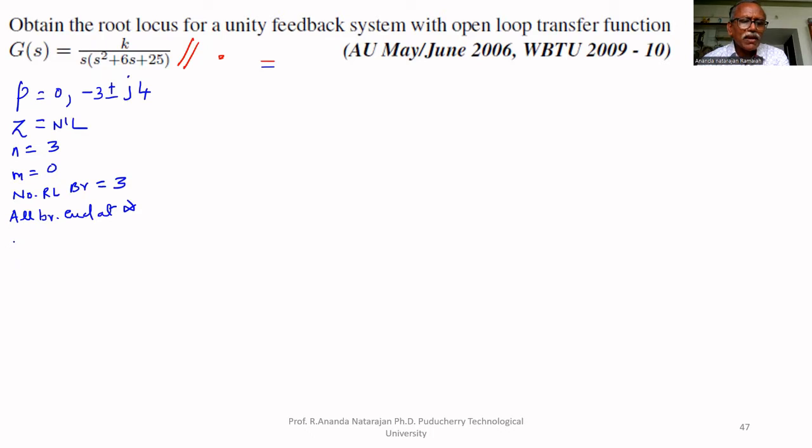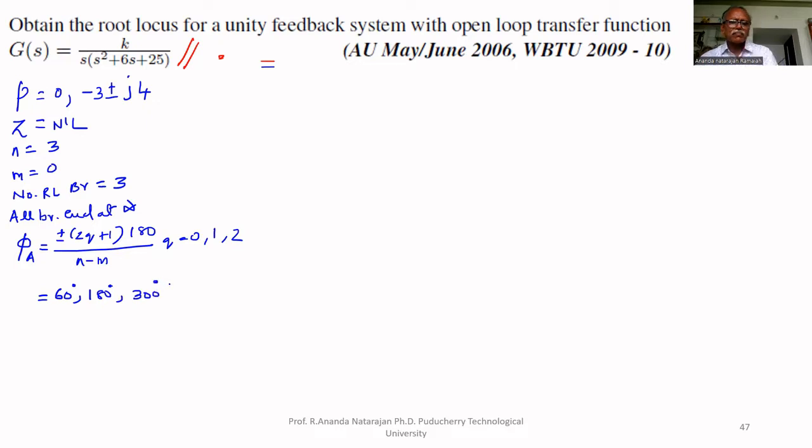Now we have to find the angle of asymptote at which these root locus branches are going to infinity. That is plus or minus (2q plus 1) multiplied by 180 divided by (n minus m), where q equal to 0, 1, 2. n equal to 3, therefore 60 degree, 180 degree and 300 degree. So these are the angles of asymptotes. The root locus branches will end at infinity at an angle of 60 degree, 180 degree and 300 degree.